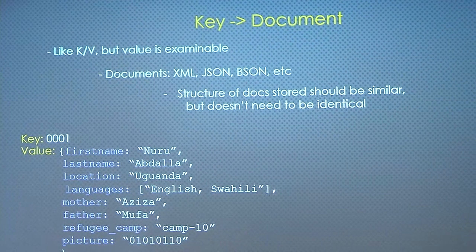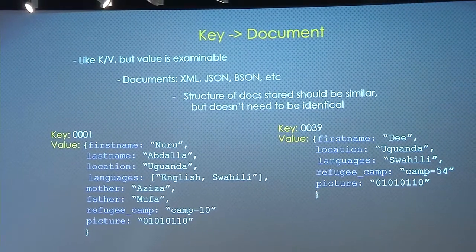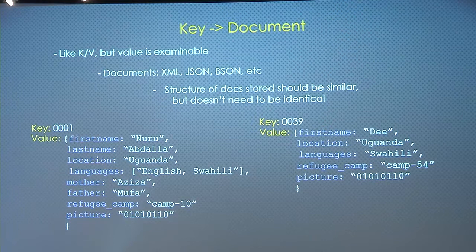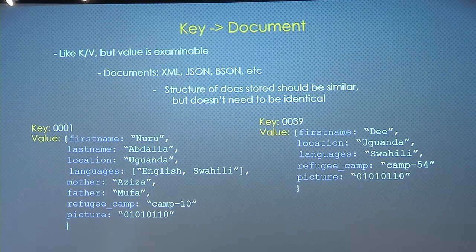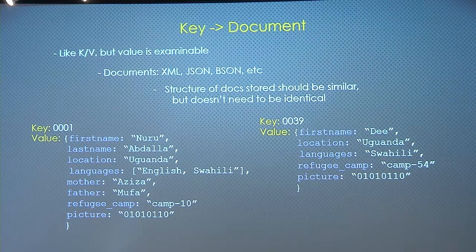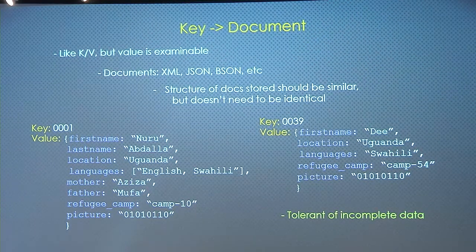Now, for another child, though, perhaps I don't know all that information. This other child is younger, right? So for D, I only know that she knows some Swahili. I don't know who her parents are. So you see how the 2 schemas are somewhat similar, but they're not identical. And in these types of databases, they're very tolerant of incomplete data.